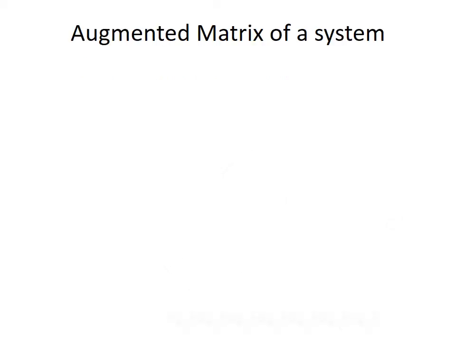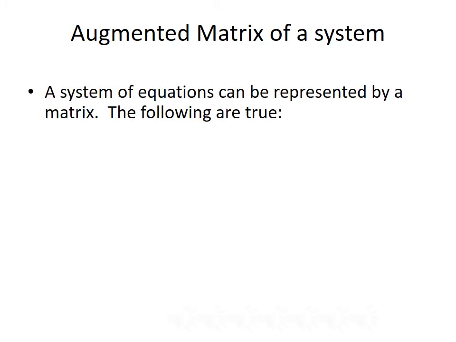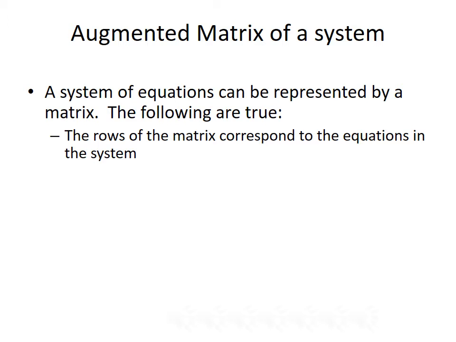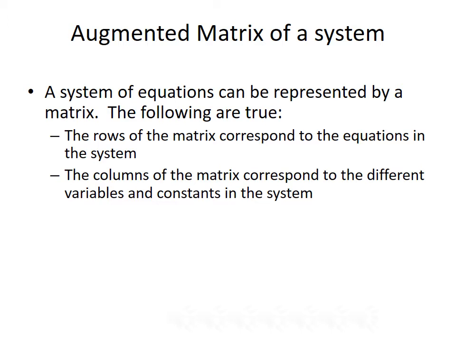We have a special matrix that's related to a system of equations that's called the augmented matrix of the system. So basically, we can rewrite a system of equations using a matrix, and when we do this, the following are going to be true. First, the rows of the matrix will correspond to the equations in the system. So the first row represents the first equation, the second row represents the second equation, and so on. Next, the columns of the matrix will correspond to the different variables and constants in the system. Typically, the first column goes with the first variable, which is often x. The second column will go with the second variable, which is often y, and so on.